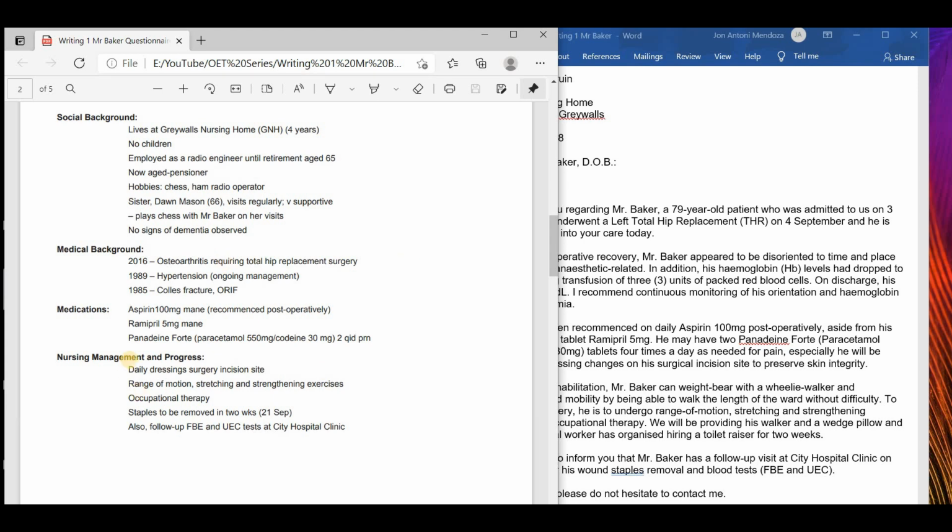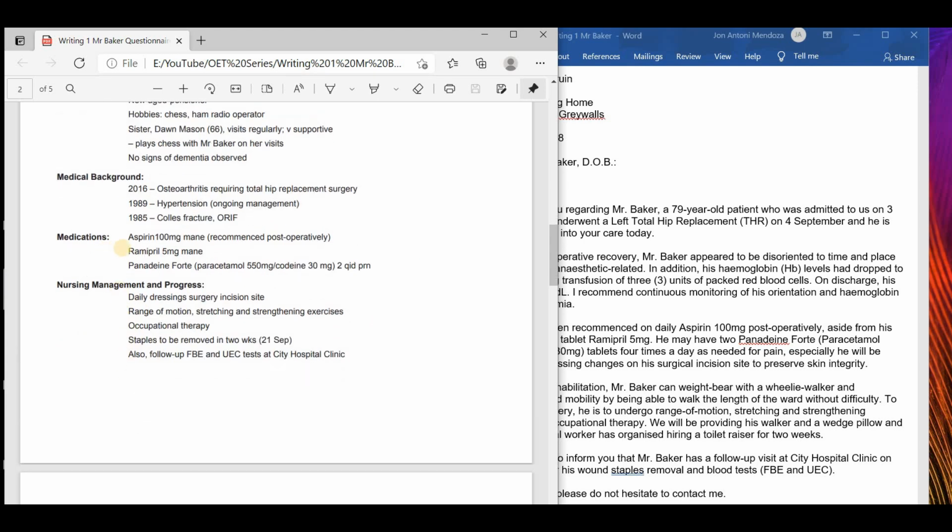So for medications, you can see here aspirin 100 milligrams in the morning. You've also got Ramipril 5 milligrams in the morning, an ACE inhibitor for his hypertension. And then you have Panadeine Forte, paracetamol 500 milligrams / codeine 30 milligrams, 2 tablets QID. QID means 4 times a day. PRN is pro re nata, or as needed for pain or fever.